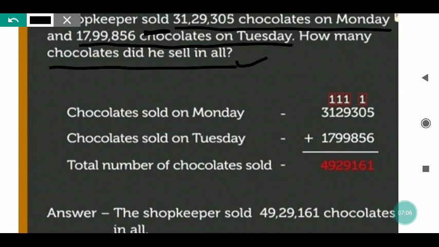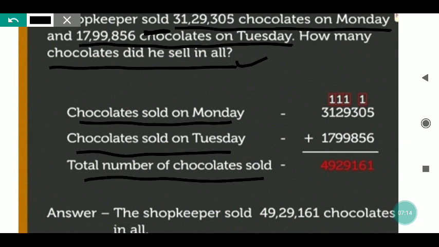From the question only I have written this, nothing more. I have written chocolate sold on Monday, chocolate sold on Tuesday, total number of chocolate sold. This total number of chocolate I have calculated by adding both the numbers. When I have added both the numbers, I have got the total number of chocolates. As you can see, 5 plus 6 I have added, I have got 11. So one I have written down and one I have written up, because it is a 2-digit number.